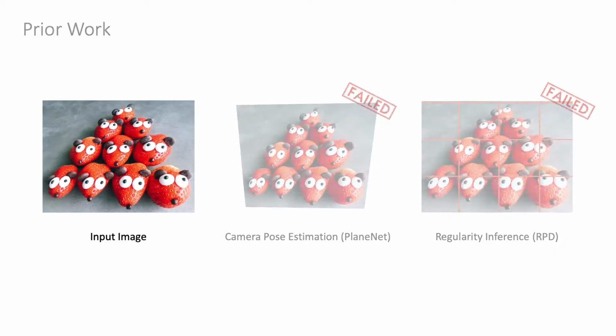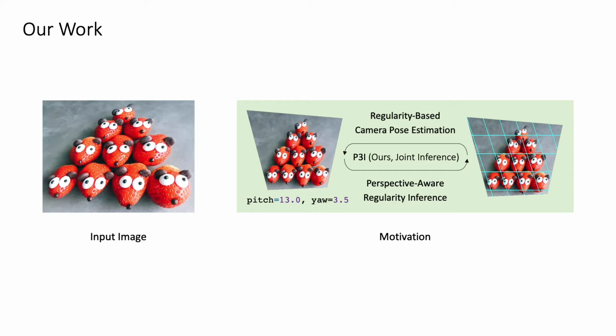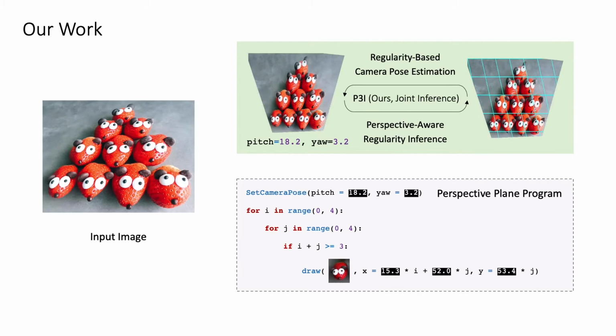For us humans, image regularity serves as a perspective correction cue, and the regularity detection in turn becomes more accurate when the perspective is corrected. In this paper, we propose a joint optimization algorithm that simultaneously seeks the program and perspective parameters that best describe the image.